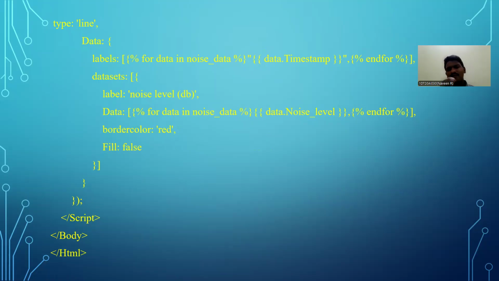Now, the overview of this HTML code is that it fetches noise data from Django and embeds it into JavaScript, generating the noise level graph using Chart.js as we discussed in the previous slide, and visualizing the noise levels over time in an interactive live chart. In the future, we'll be adding real-time updates with AJAX, improving styling using CSS, and adding data filtering to view noise levels over specific time ranges.